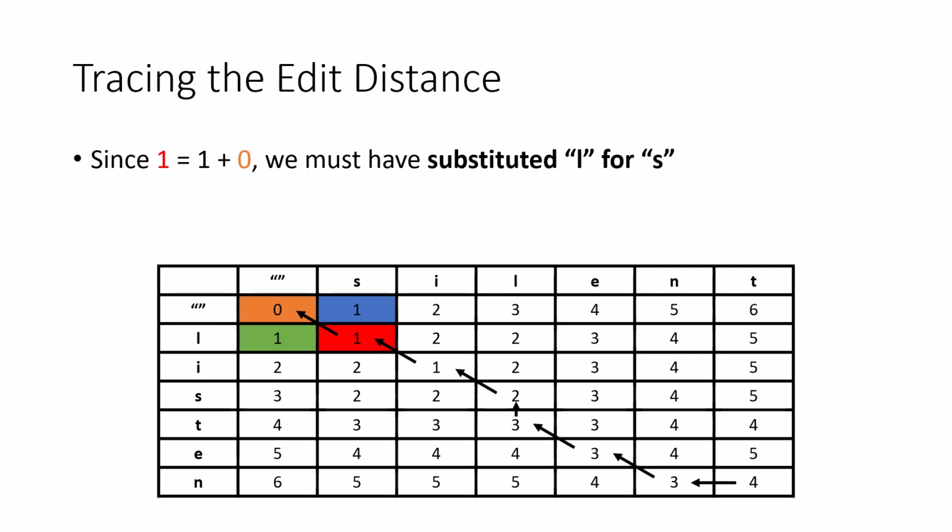Well, actually, no, sorry, only one answer here. 1 is equal to 1 plus 0, not 1 plus 1 or 1 plus 1 here. It's 1 plus 0, so that means we must have substituted an L for an S character. And now we reached the top left. There's really no more operations that we can do because we've reached nothing to nothing here.